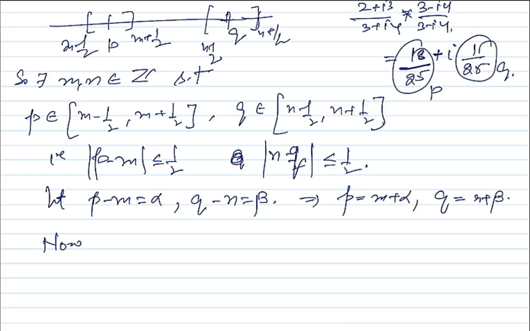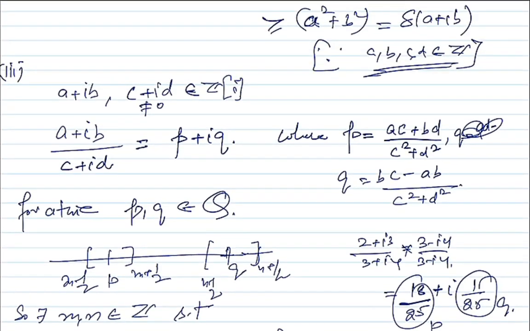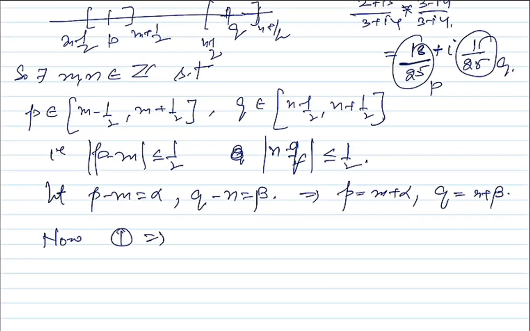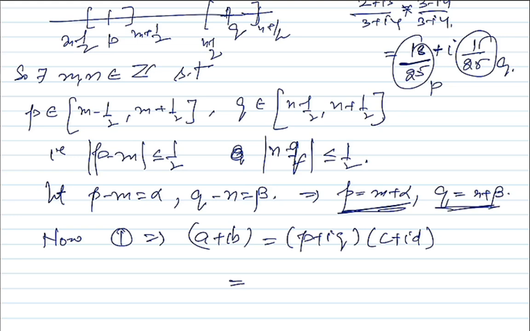Now come to this point 1. So 1 implies a plus eta b is equal to p plus eta q into c plus eta d. Now substitute the value of p and q. So you will get m plus alpha plus eta into n plus beta, into c plus eta d.